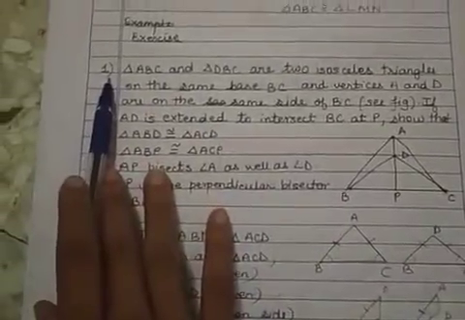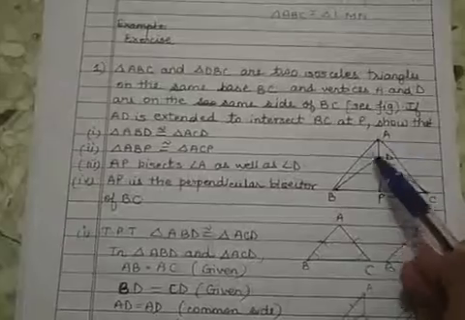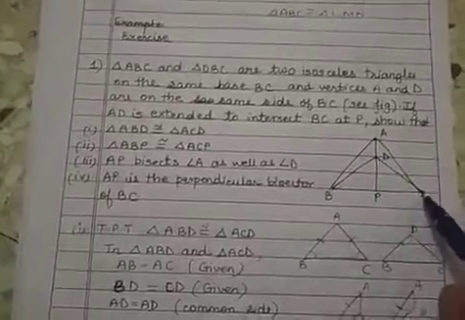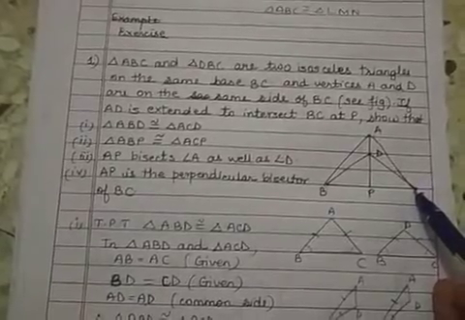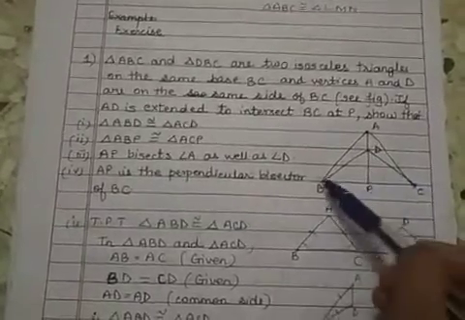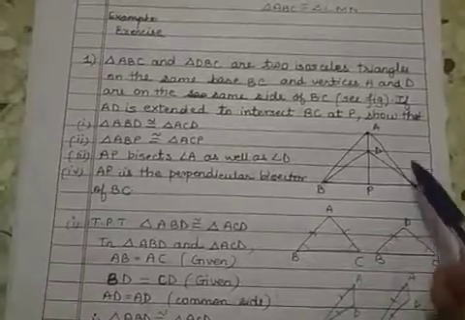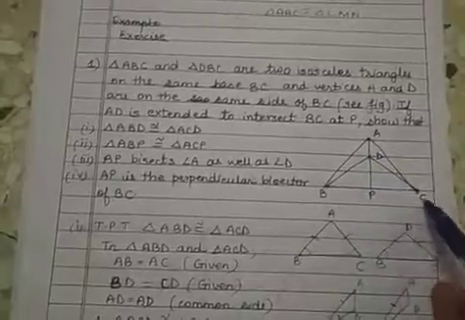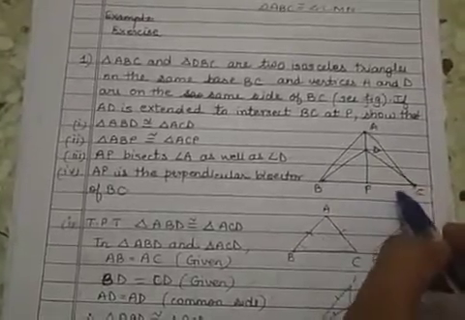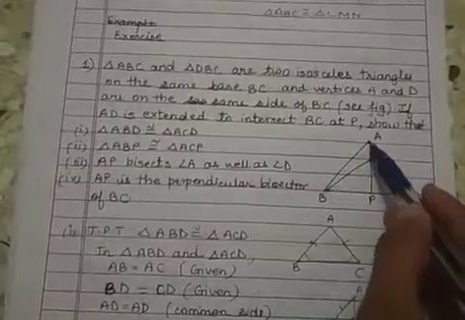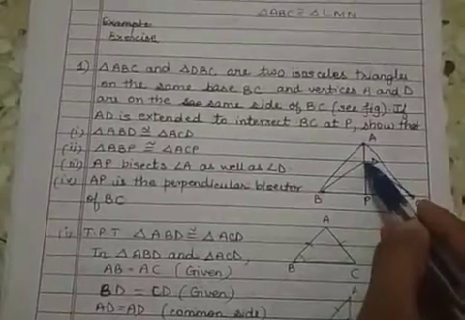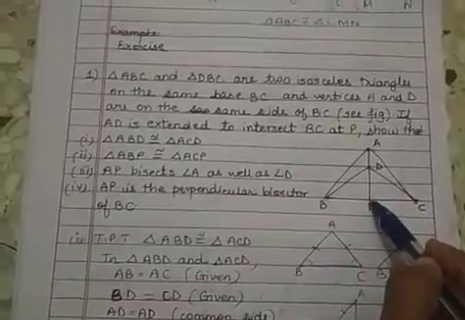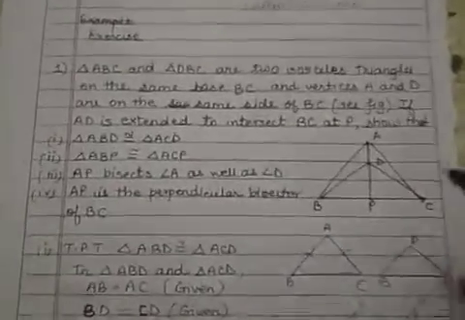The first problem is: triangle ABC and triangle DBC are two isosceles triangles on the same base BC, and vertices A and D are on the same side of BC. The figure is already given to you. If AD is extended to intersect BC at point P, you have to show the following.